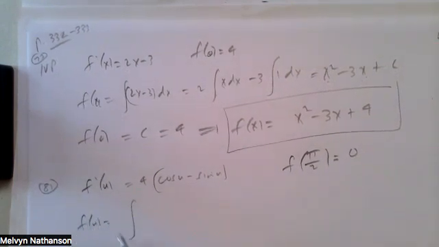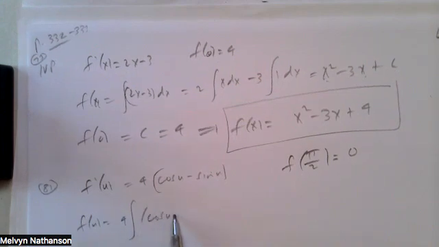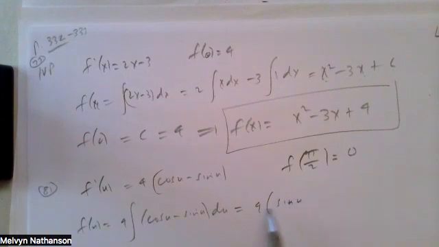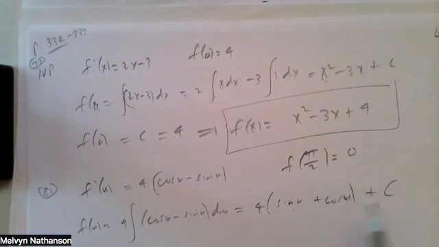So f of u is the integral of 4 cosine u minus sine u du. The integral of the cosine is the sine. The integral of minus the sine is plus the cosine. So this integral is 4 times sine u plus cosine u plus a constant.